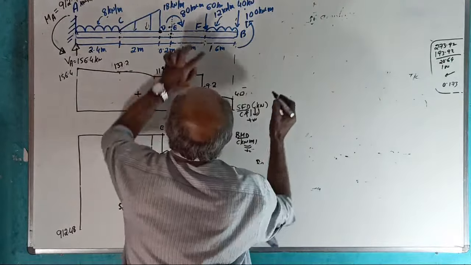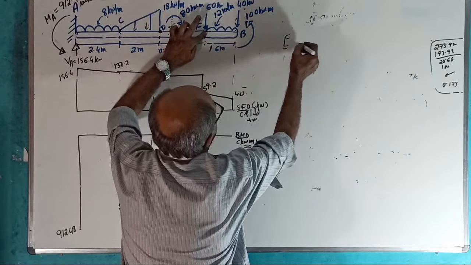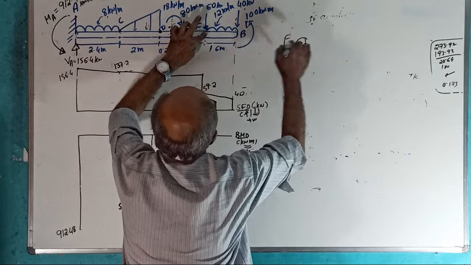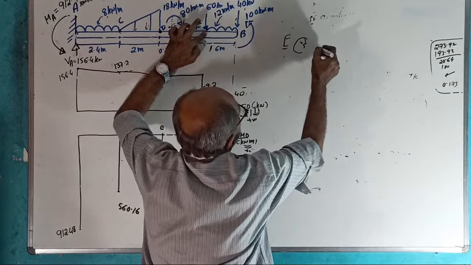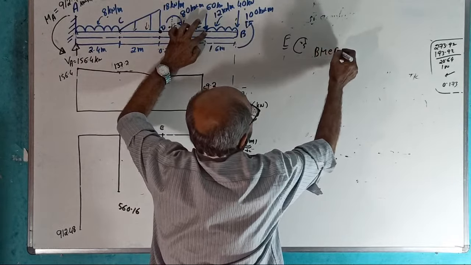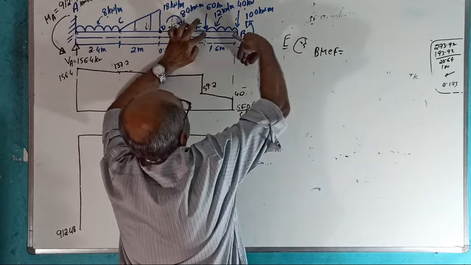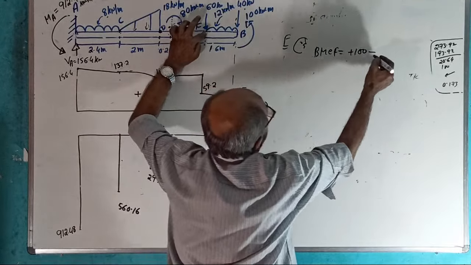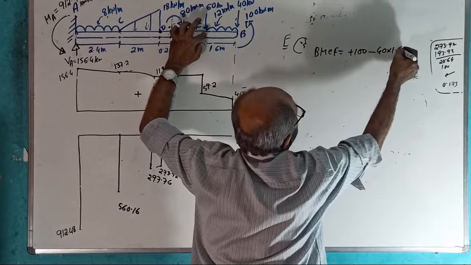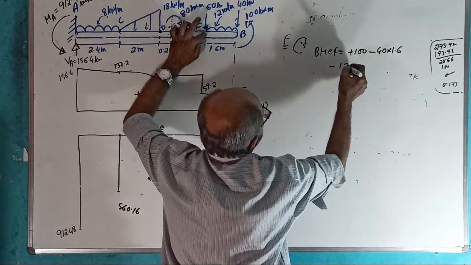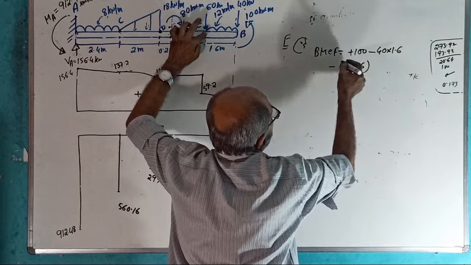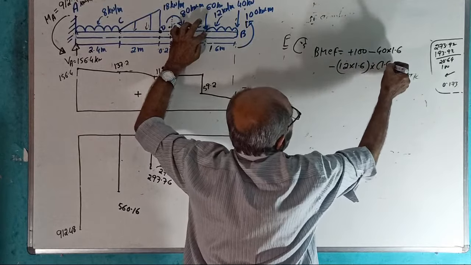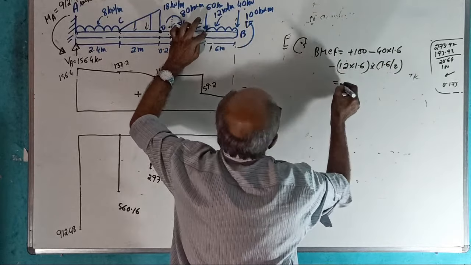I come to F. At F, better to look at the right side. Answer: bending moment at F equals plus 100 minus 40 into 1.6, minus 12 into 1.6 into 1.6 by 2. Anybody can tell the answer?